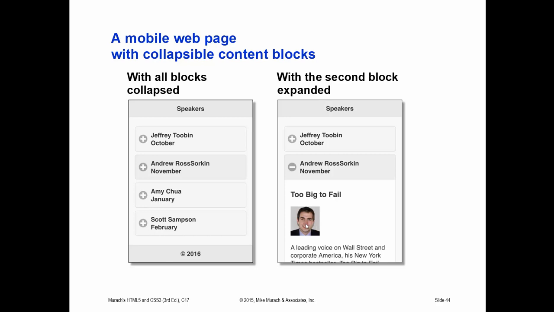So this example shows how you can display content in what's called collapsible content blocks. Then the user can tap on an item to expand or contract it. In many ways, this looks like an accordion when you think about it. More than one block can be expanded at the same time, and jQuery Mobile automatically adds the plus and the minus icons to the different blocks. Minus meaning it's currently open and click to close. Plus meaning it's currently closed and click to open.